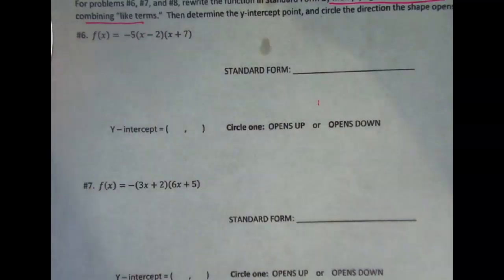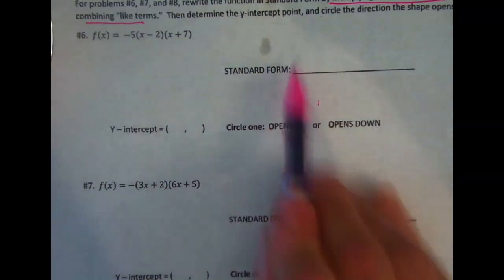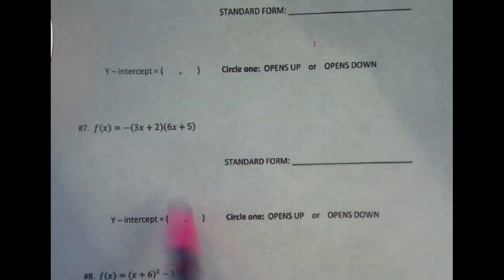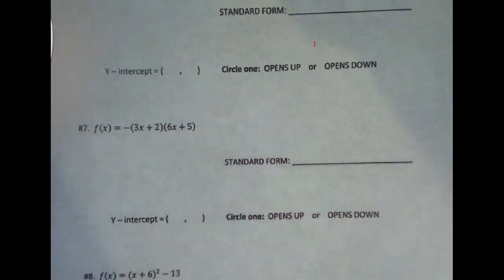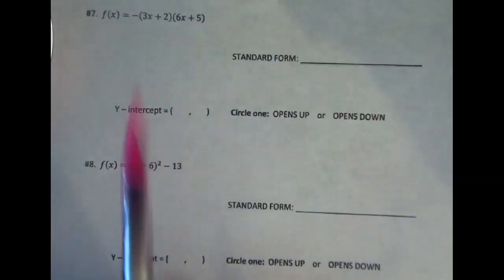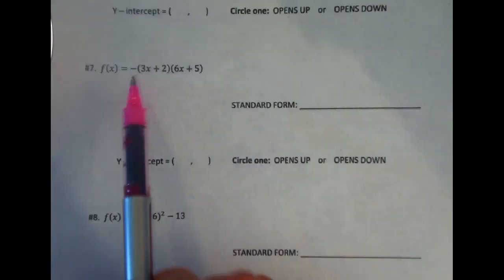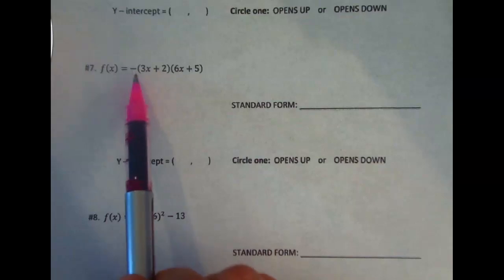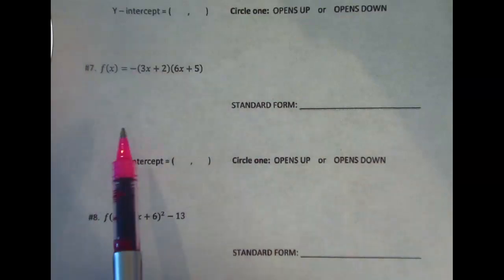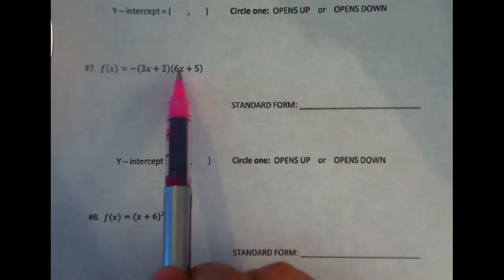You will be doing the same thing, multiplying it out, double distribute or FOIL, whatever you want to call it. Standard form. Again, listing the y-intercept. And then if it opens up or down, remember that number in front of your x squared tells you. Okay? So this next one just reads negative times, so it's kind of like a -1 times 3x plus 2. And then all of that times the quantity 6x plus 5.